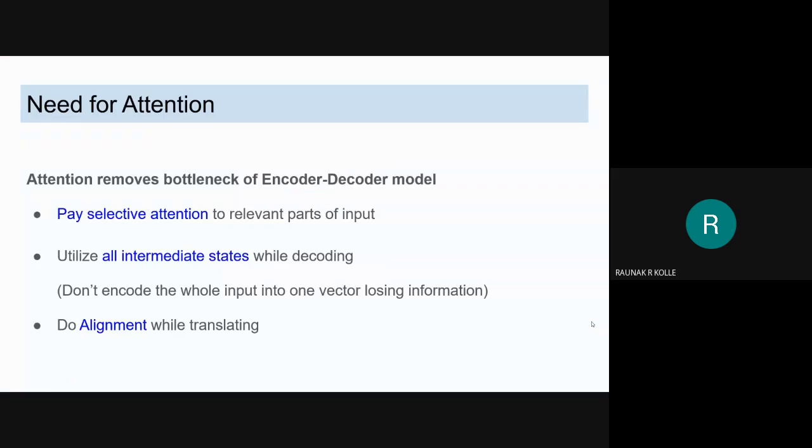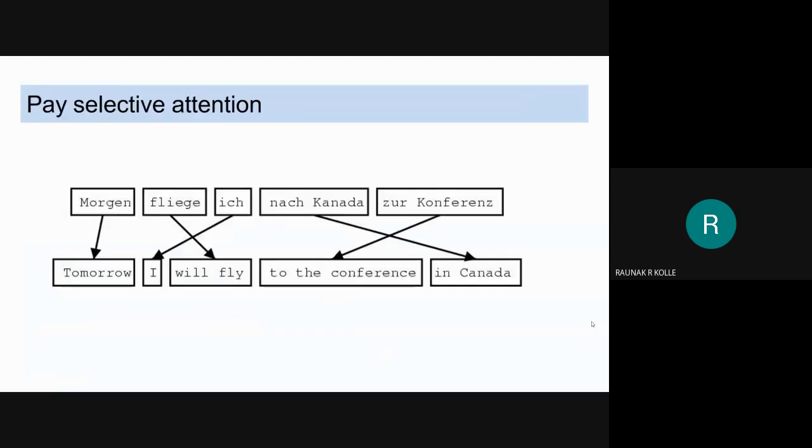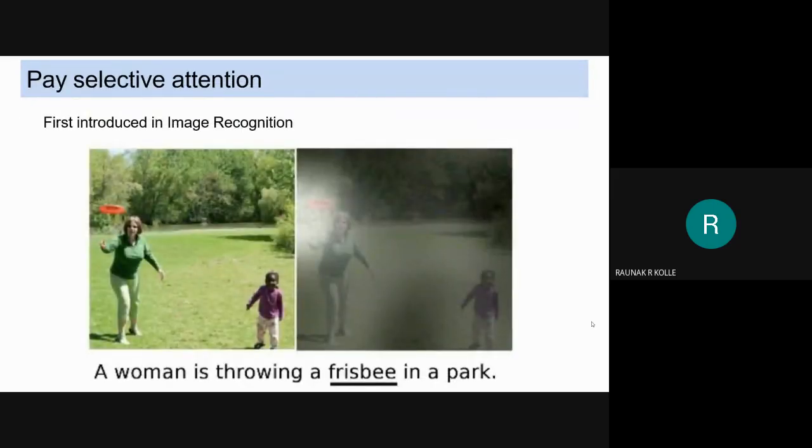The attention model removes the bottleneck of the encoder-decoder model. It pays selective attention to relevant parts of the input, utilizes all the intermediate states while decoding, and does the alignment while translating. Now we have the German sentence "Morgen fliege ich nach Kanada zur Konferenz." Paying selective attention was first introduced in image recognition, where in this image it is recognized that a woman is throwing a frisbee in the park.